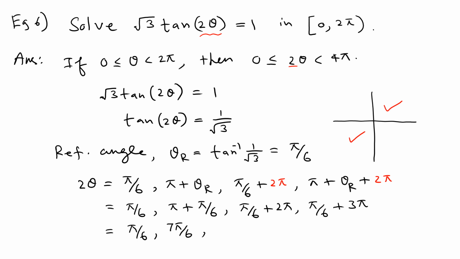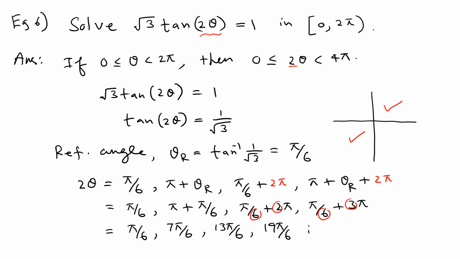And then we have here 6 times 2, which is 12, plus 1, so 13 pi. So we have 13 pi over 6. And the other one is 6 times 3, 18, plus 1, so it's 19 pi over 6. So these are the values.